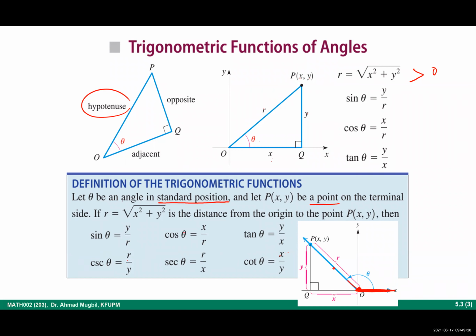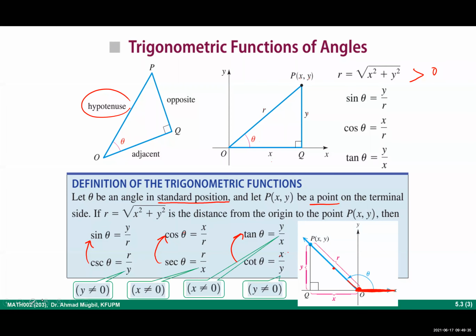Now these are just the reciprocals: the reciprocal of sine, the reciprocal of cosine, the reciprocal of tangent. Of course, x can be zero, for example if we are on the y-axis. To avoid this, we should say that x is not zero, y is not zero. R cannot be zero because it is the distance from the origin to the terminal point.